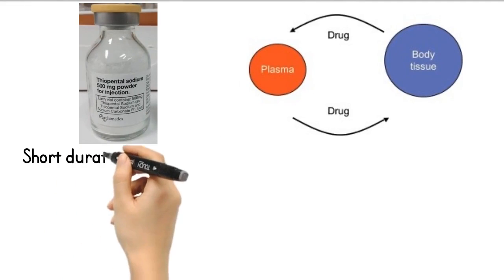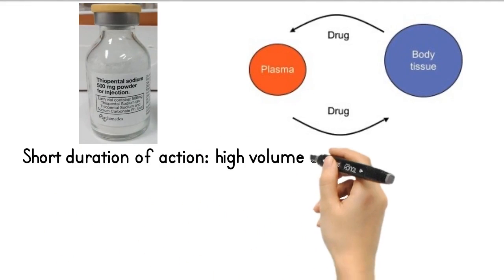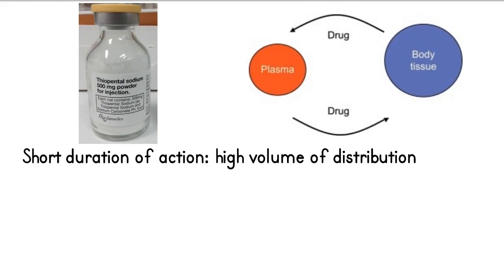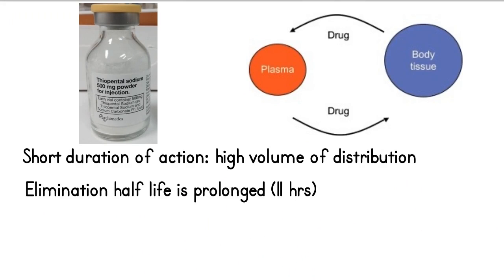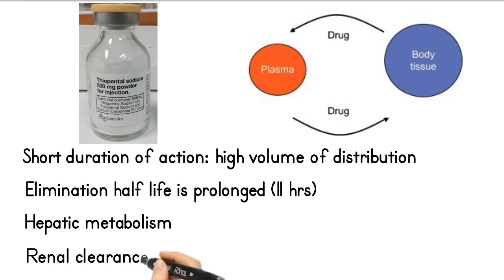Thiopentane has a short duration of action after a bolus dose due to its high volume of distribution. Its elimination half-life is prolonged, however, at 11 hours, so recovery from anaesthesia can be very slow after a prolonged infusion. It's metabolized in the liver, and only about 1% of a dose of thiopentane is excreted unchanged in the urine.